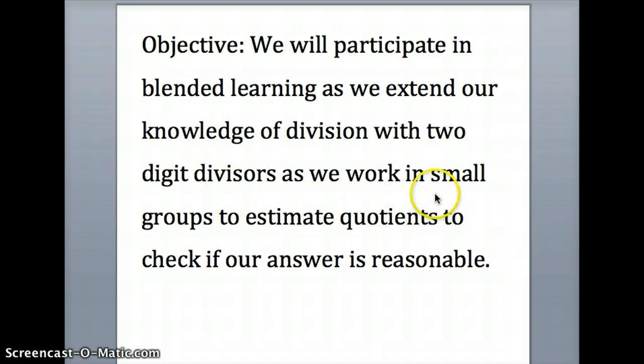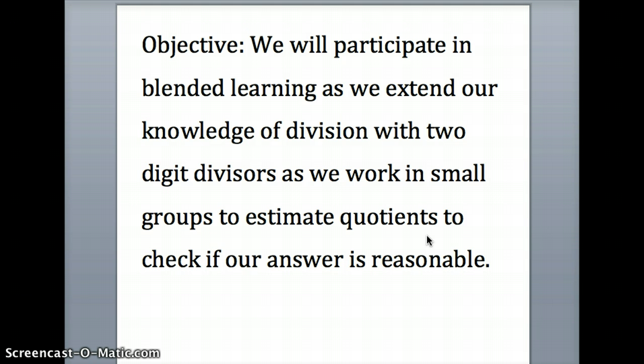As we work in small groups, as you are right now, to estimate quotients, I want you to take the next 15 seconds and talk with the person next to you about what it means to estimate quotients. A quotient is the answer to a division problem.